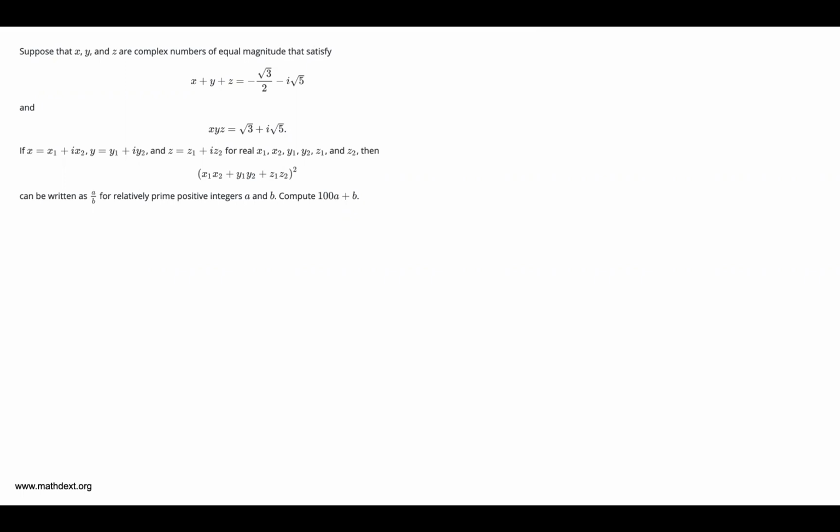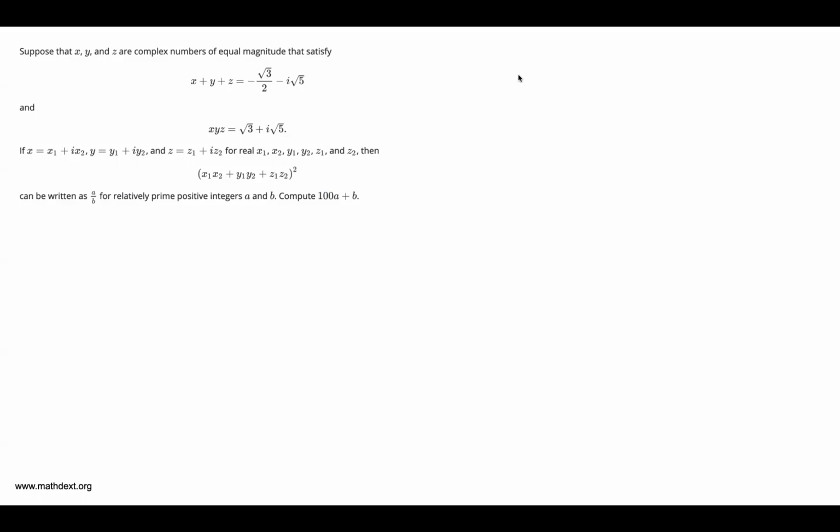If x is x1 plus ix2, y is y1 plus iy2, and z is z1 plus iz2 for real x1, x2, y1, y2, z1, and z2, then the quantity (x1x2 plus y1y2 plus z1z2) squared can be written as a over b for relatively prime positive integers a and b. Compute 100a plus b. Okay, so before I dive into the nitty-gritties of this problem, I'm going to introduce a few properties of complex numbers.